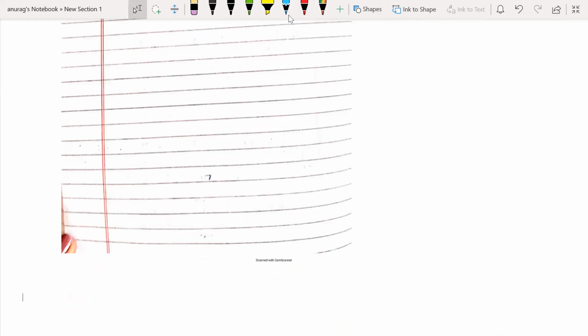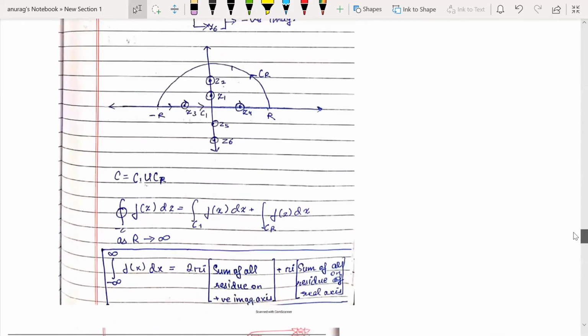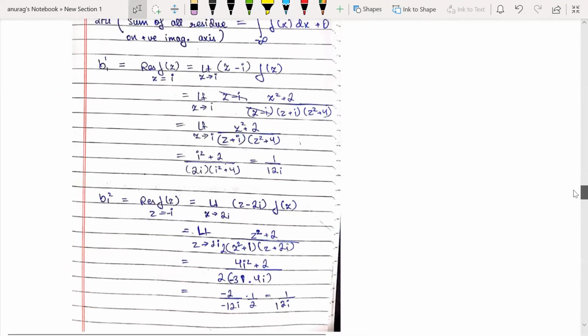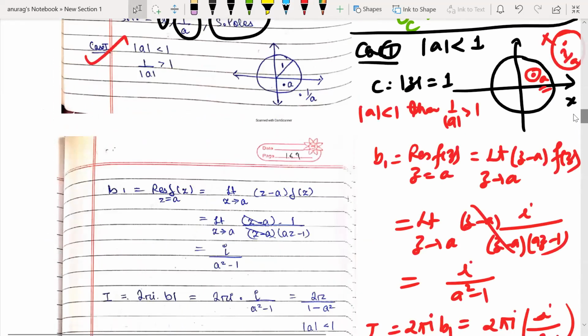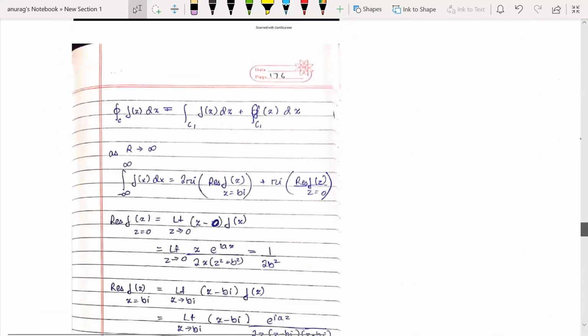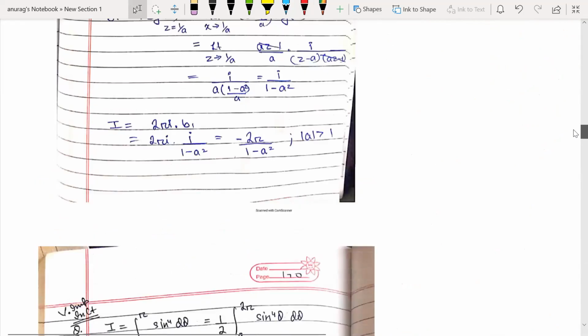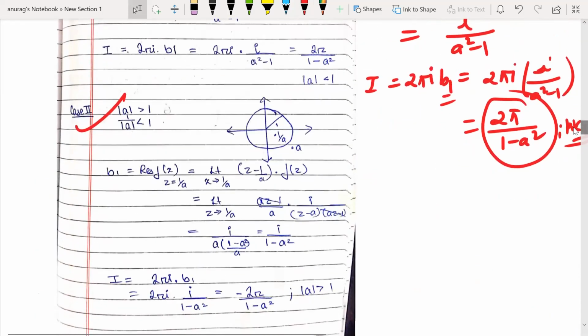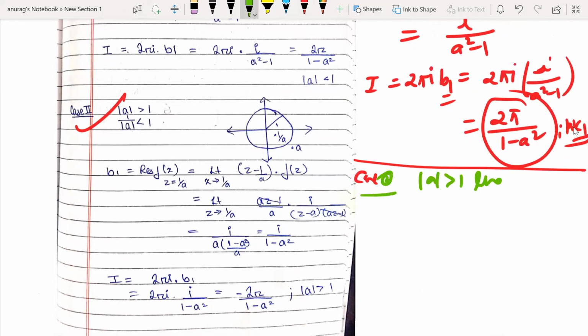Okay, take this case now. Mod a greater than 1. If mod a greater than 1, then obviously 1 upon mod a less than 1. So second case, case 2: if mod a greater than 1, then 1 upon mod a less than 1. So in this case, if you draw a unit circle, a is outside in this case, but 1 upon a is lying inside here. It can be in any quadrant, I don't know.